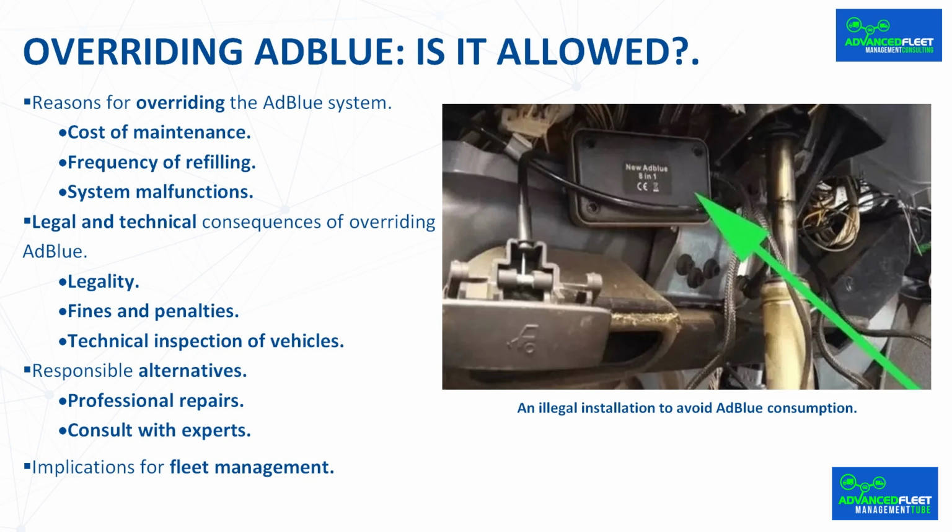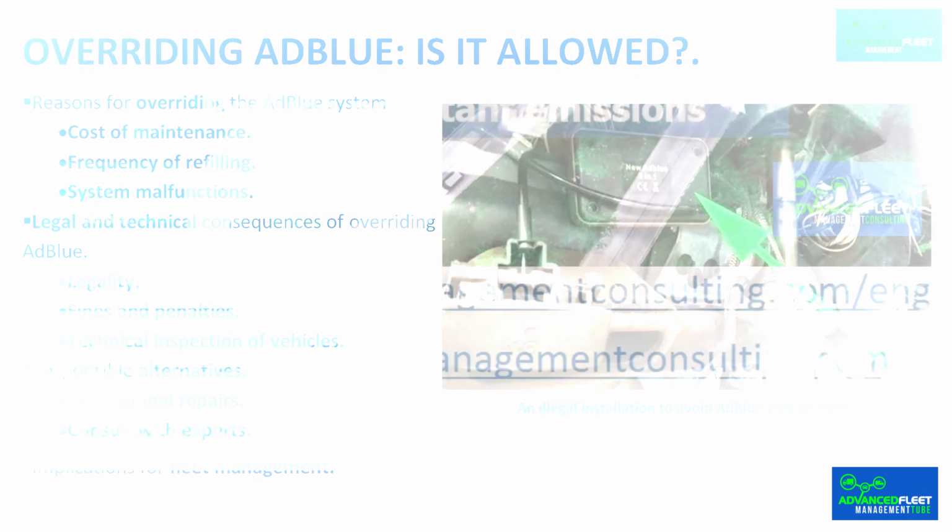Implications for fleet management. It must be ensured that the Adblue system is working properly to comply with the pollutant emissions. But in my experience, especially because there are drivers in the fleet who on their own override the Adblue system, causing the vehicle to pollute more, we can be fined very heavily. These vehicles and drivers must be identified in order to take the appropriate measures so that this does not happen again. So the Adblue system must be checked periodically.